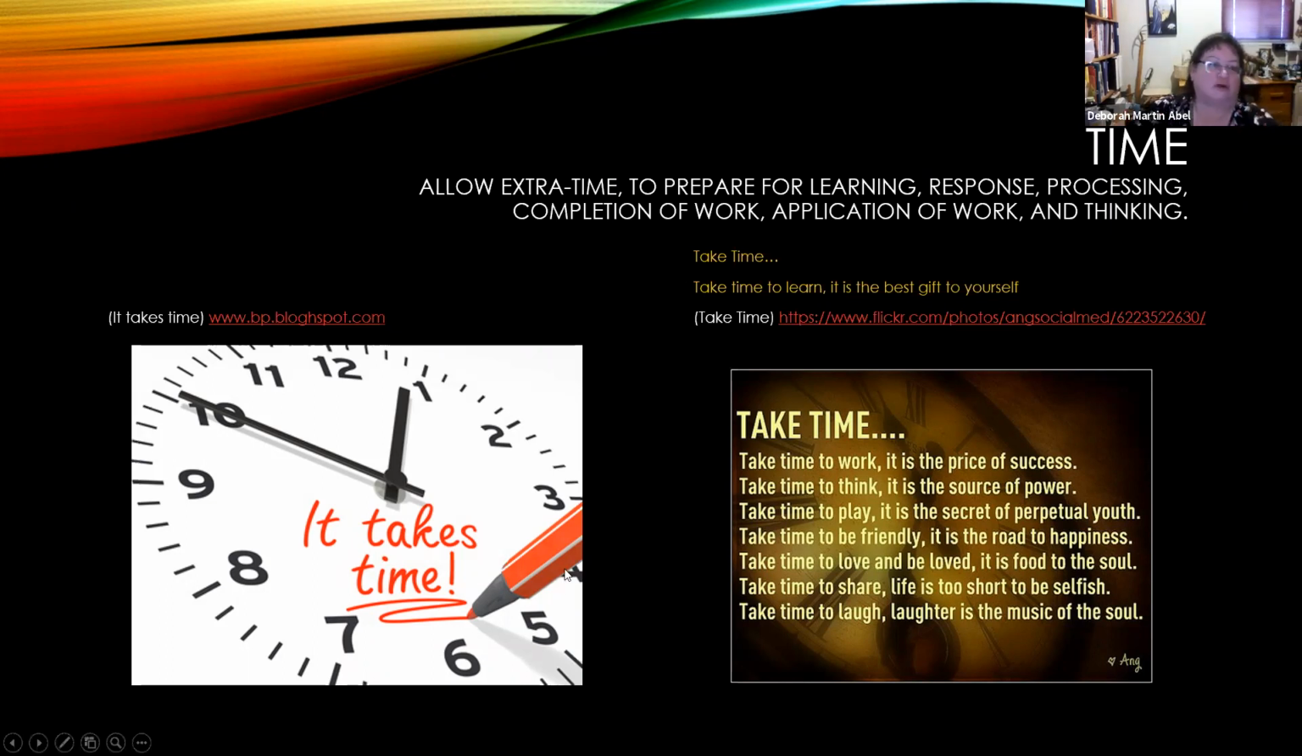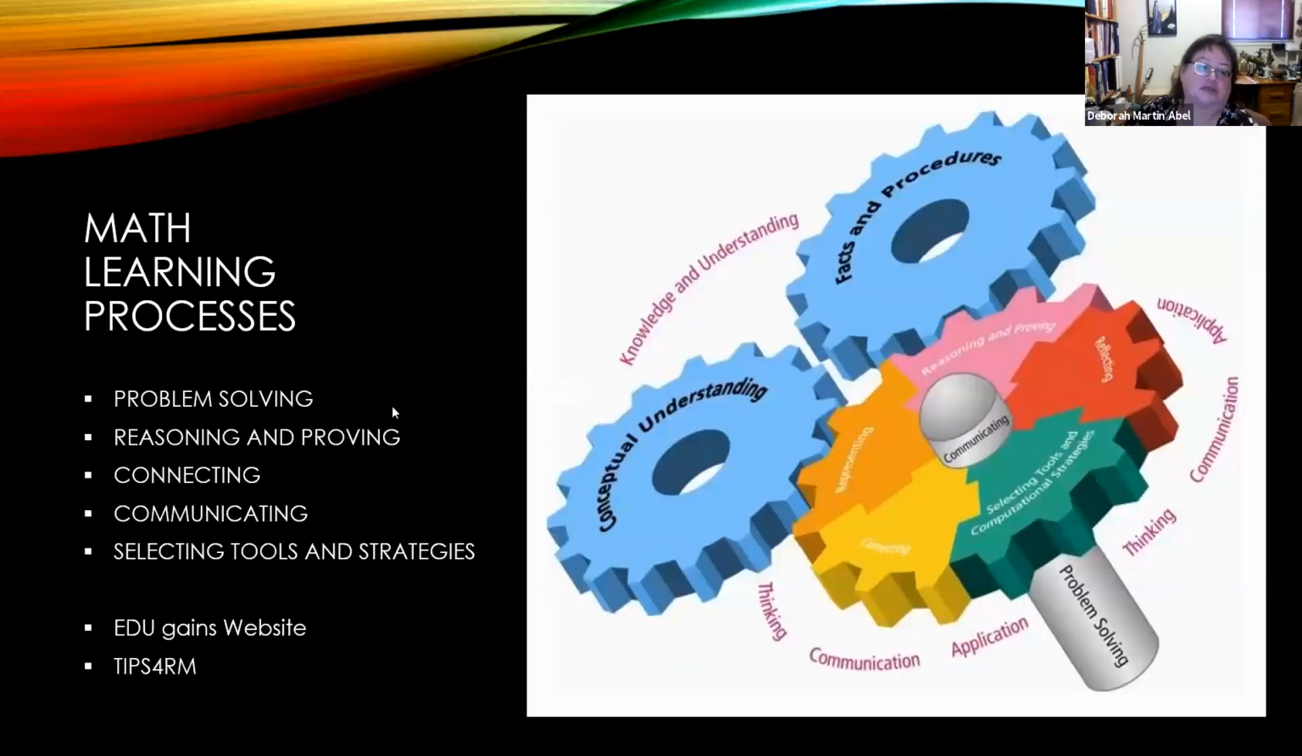And then Michelle wanted me to talk about the math learning processes. It's problem solving, reasoning and proving, connecting, communicating, selecting tools. And I got this from the EduGains website and tips for RM. So this is from the EduGains site.